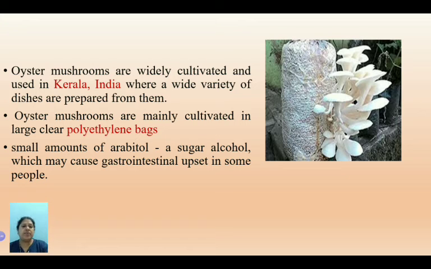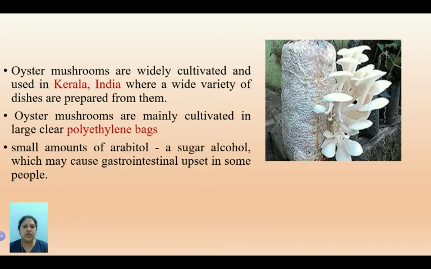So this is the cultivated bag of mushroom. You can see this is oyster mushroom. It's cultivated in Kerala and mainly in India, and it is used for various preparations. For cultivating, they use polythene bags. Prescribed bags are used for the growth of the mushrooms, and a small amount of arabitol. What is arabitol? Actually, it's a sugar alcohol. It is produced in this mushroom, and it may cause some upset in our gastrointestinal system. So you have to cook the mushrooms well and then have them, otherwise it may cause some uneasiness or stomach upsets.